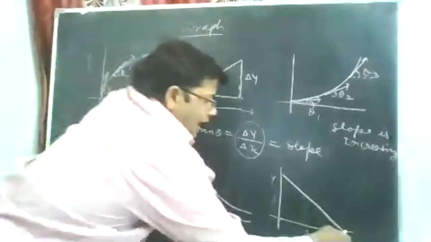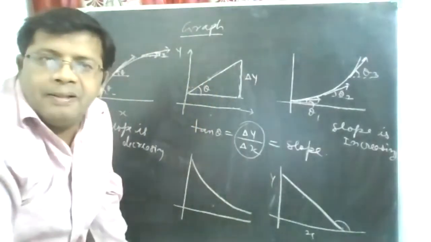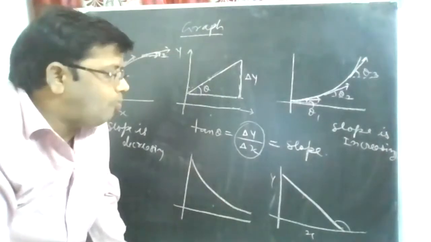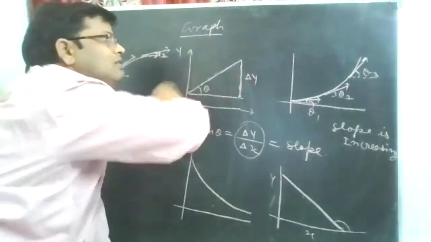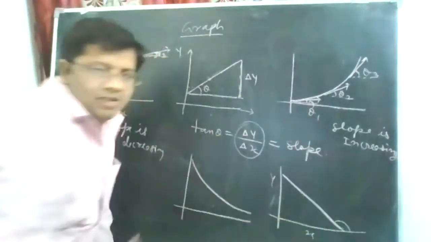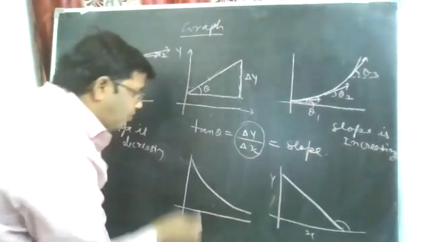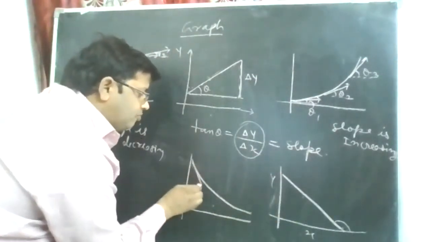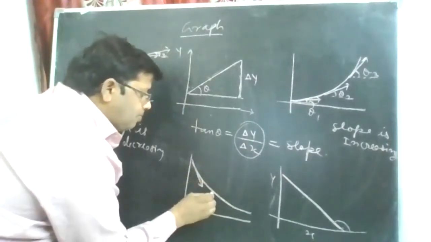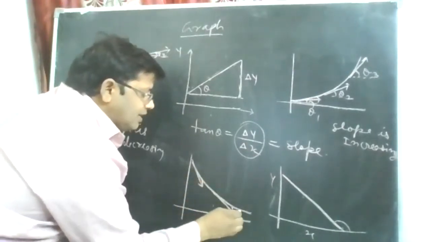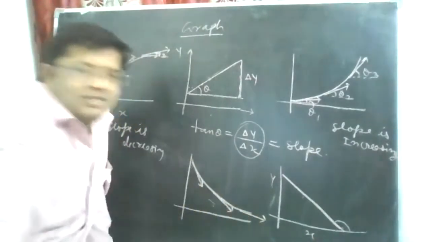Why? Because the angle made with the positive x-axis is greater than 90 degrees. The slope of this graph is positive, whereas in this case the slope is negative. Here the slope is negative but uniform, and this is non-uniform. Initially in the beginning, the slope is steeper. Now the slope is decreasing, but the slope is negative.